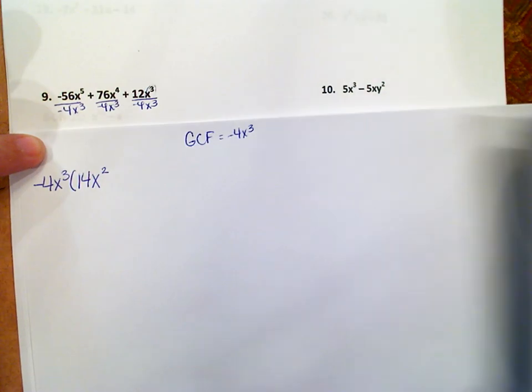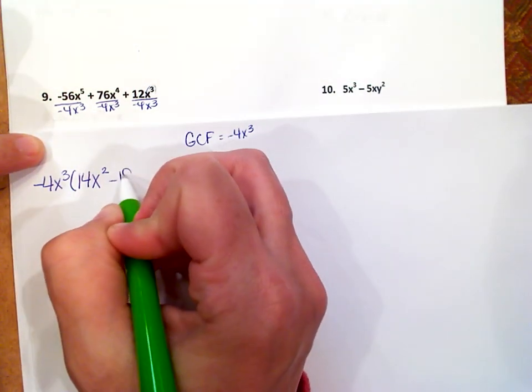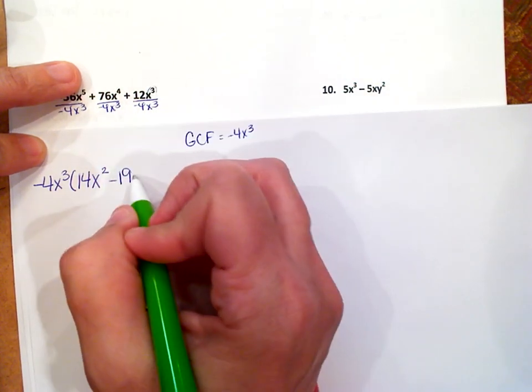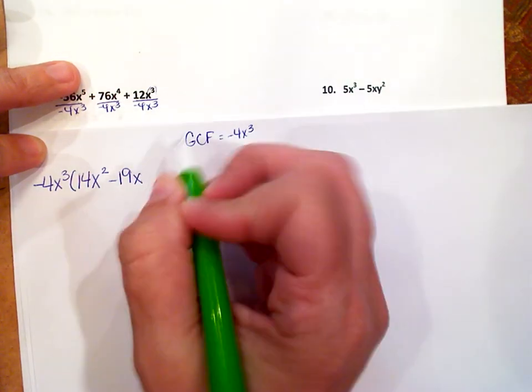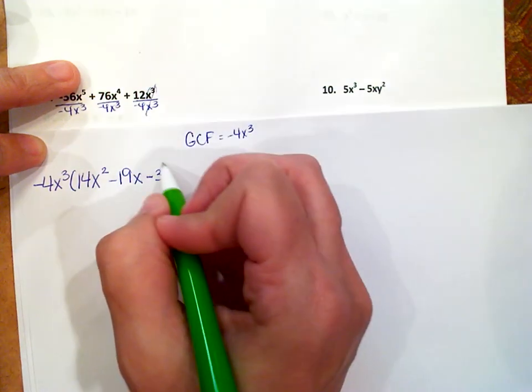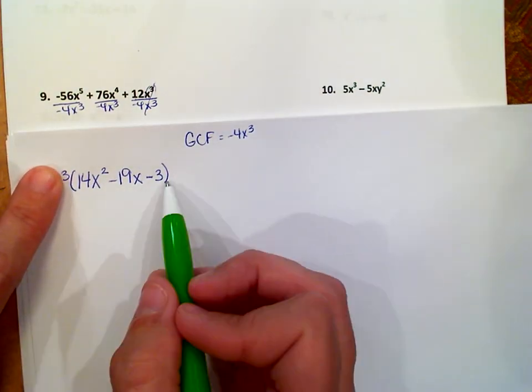And then you've got 76 divided by negative 4, which is negative 19. And again, you've taken 3 x's away from the 4, leaving you with 1. And then 12 divided by negative 4 is negative 3. And your x's cancel out. So this is your trinomial that you have left that you need to factor.